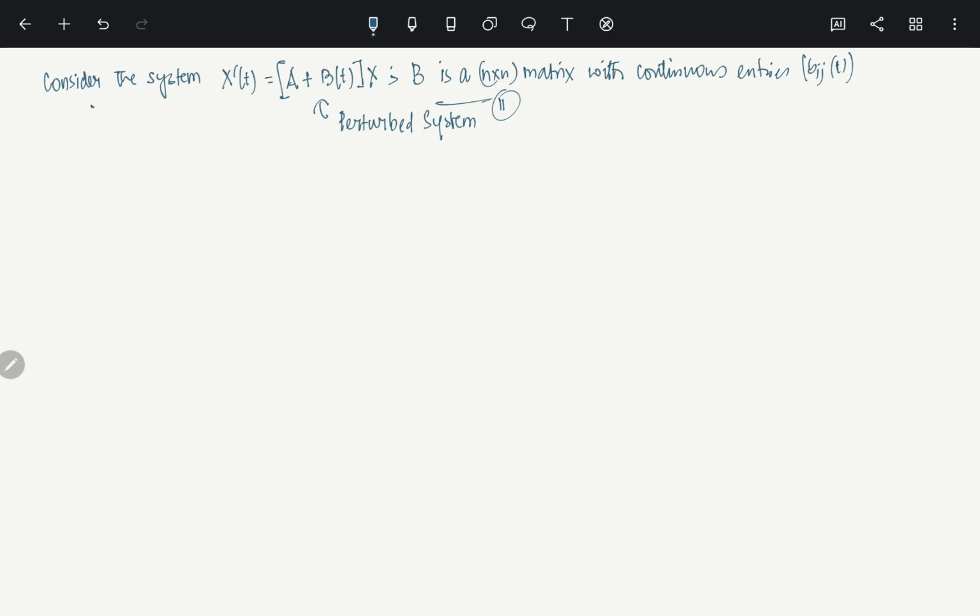The first thing is this: we want to find sufficient conditions on B of t so that all solutions of 2 remain bounded. I am not putting any initial data, which is why I am writing all solutions. If there is initial data, then you will have a unique solution.